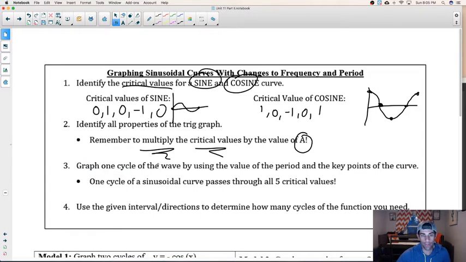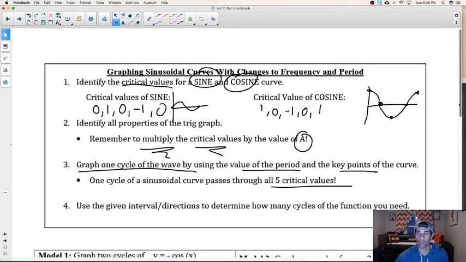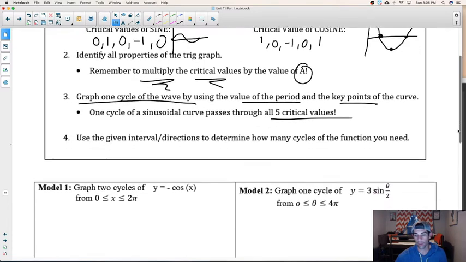So graphing one cycle of the wave by using the value of the period and the key points of the curve. So one cycle of a wave by using the value of the period and the key points, okay? So that's why it's important to kind of do this, because that would be graphing without a calculator. And you're going to say, well, when am I going to graph without a calculator? Well, give me a second, I'll get there. And then it's, again, we're going to pass through all 5 values and use the given interval. So, well, where do they want you to graph it? Do they want you to graph it from 0 to pi, 0 to 2 pi, or 4 pi?